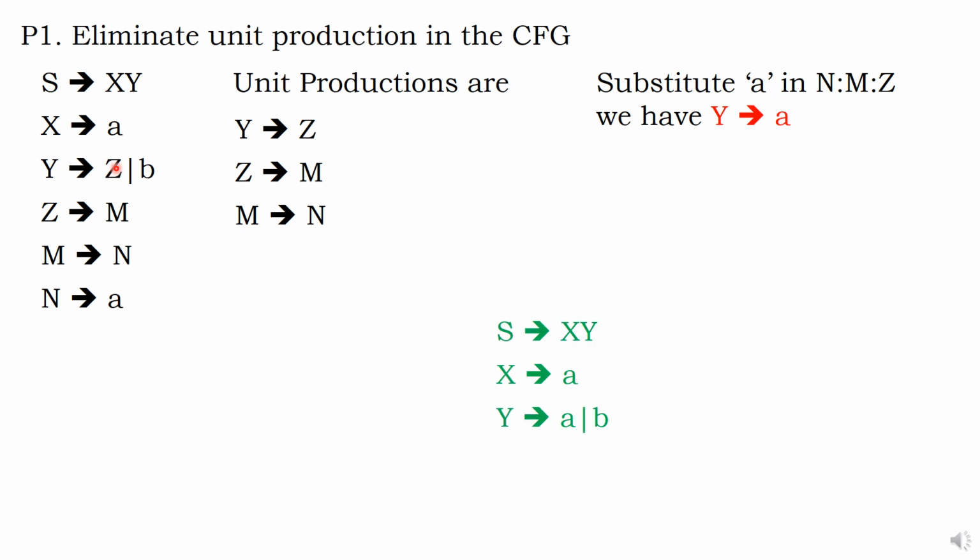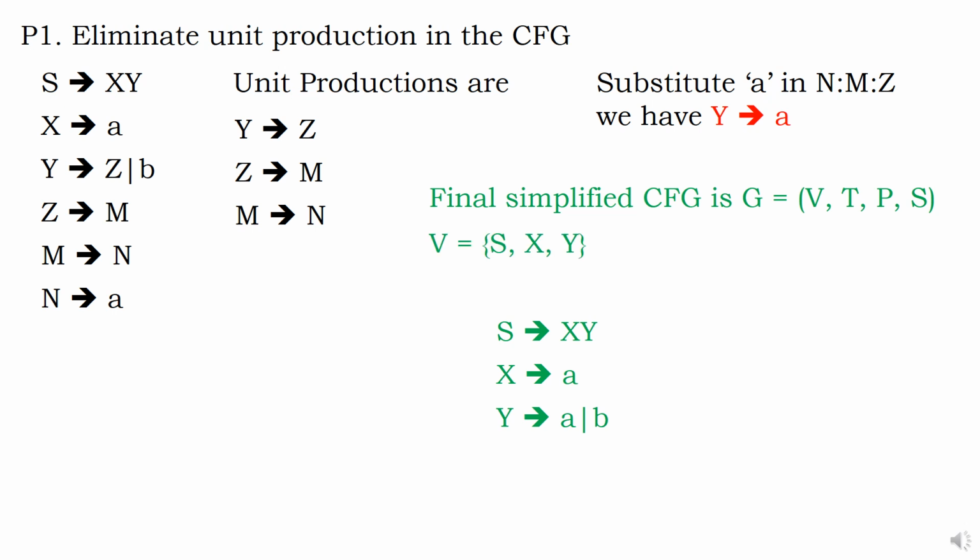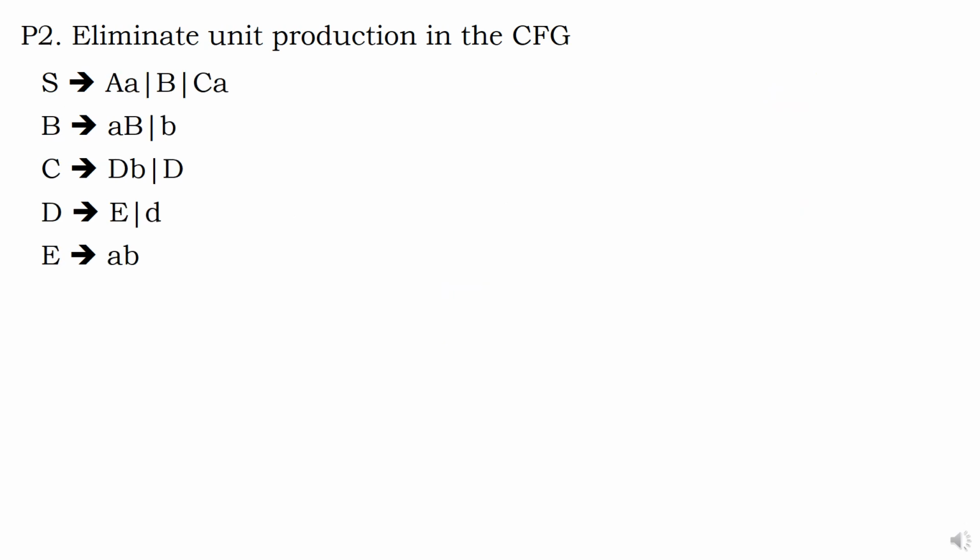S gives XY, X gives A and Y gives A as well as B. Remaining all are not required because we have substituted. Now, your VTPS is variables S, X, Y, terminals A, B, the production rules and the start symbol. It's one of the simplest problems. If you carefully analyze, it is nothing. We'll see one more problem carefully in unit production elimination.